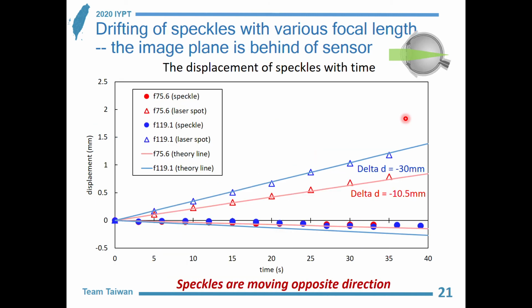On the other hand, if we set the camera so that the image plane is behind the imaging sensor, like a hyperopia situation, the speckles are found to move in the opposite direction, while the laser spot is still moving in the same direction as the camera does. The relative motion between the laser spot and the speckles becomes obvious. In the hyperopia situation, delta D is negative, causing backwards movement as predicted by the theoretical model. The displacement measurements again show our theoretical model can predict the drifting phenomenon quite well.